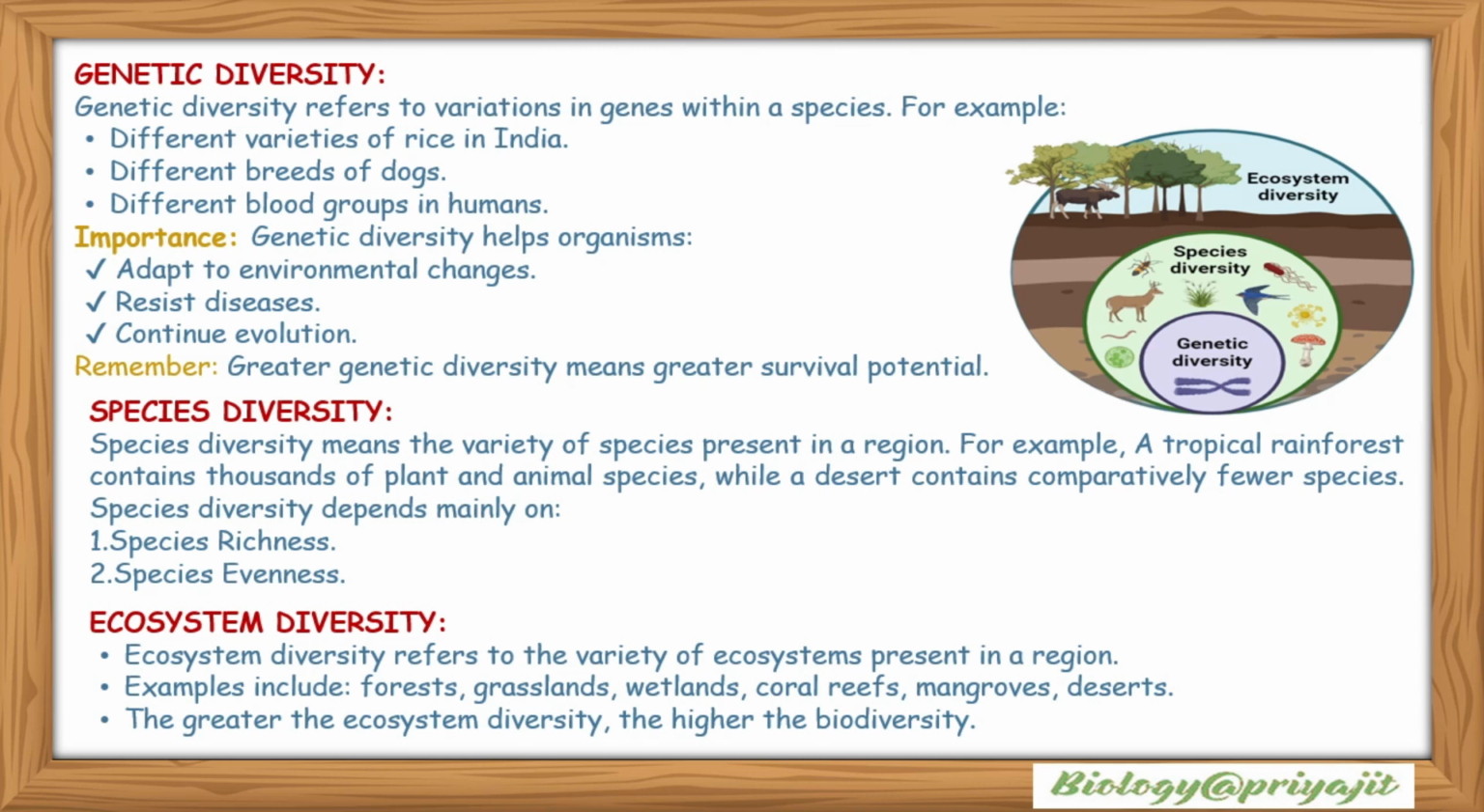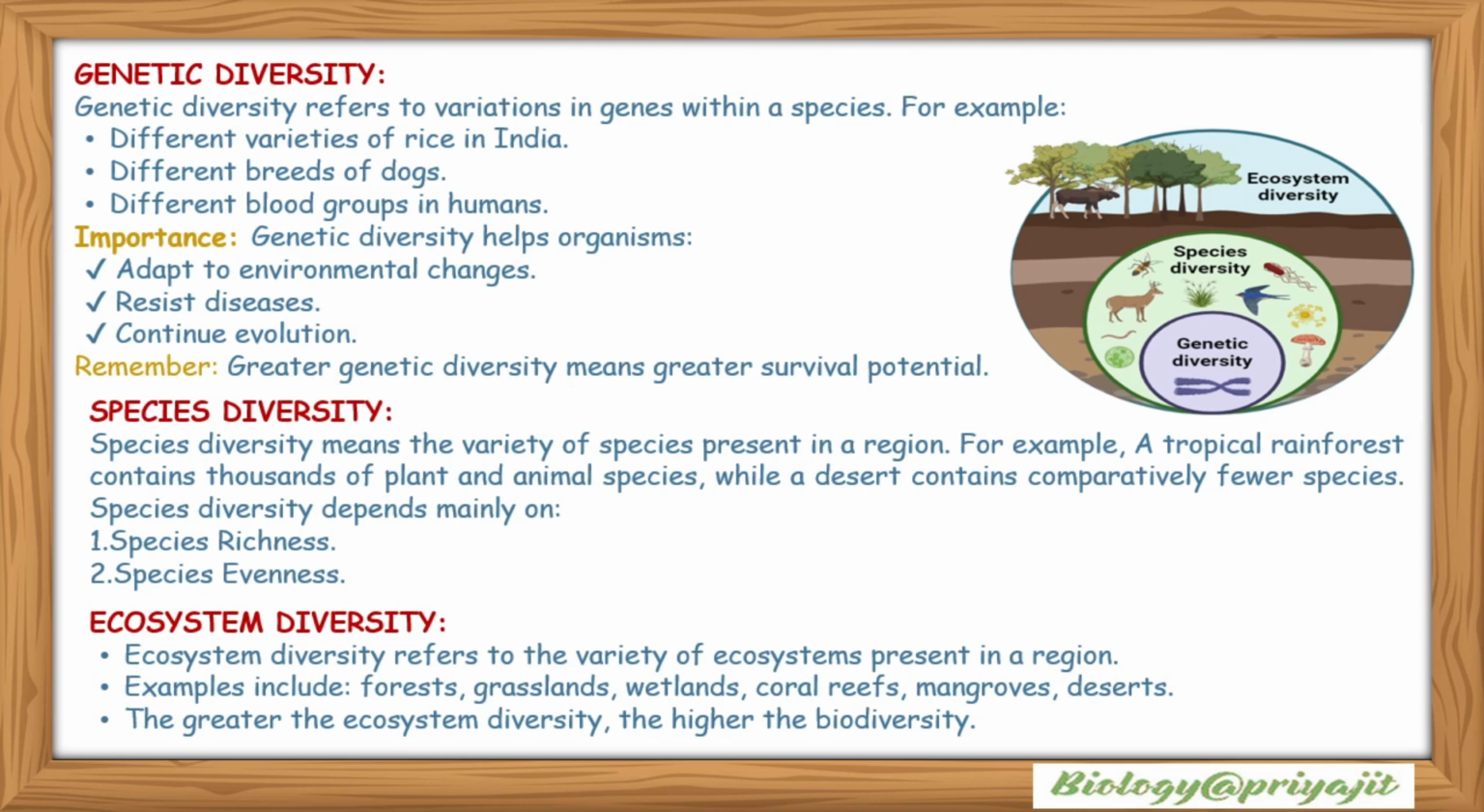Species diversity means the variety of species present in a region. For example, a tropical rainforest contains thousands of plant and animal species, while a desert contains comparatively fewer species. Species diversity depends mainly on species richness and species evenness.